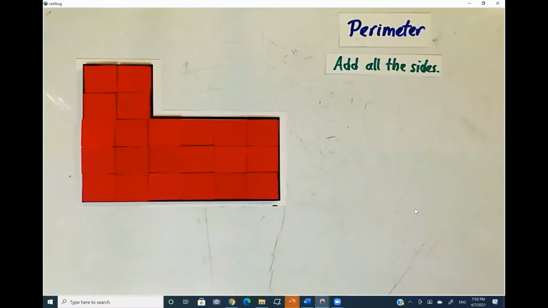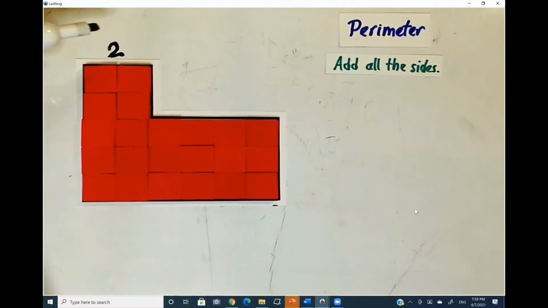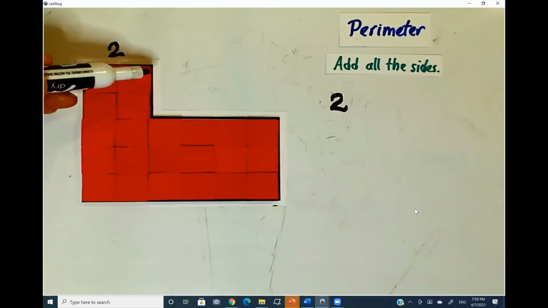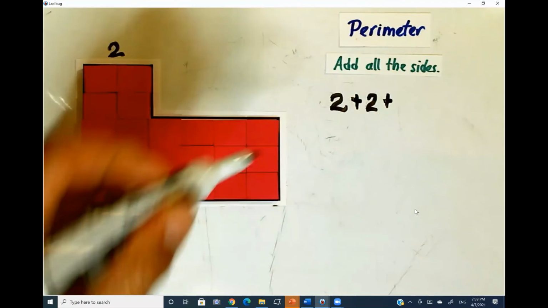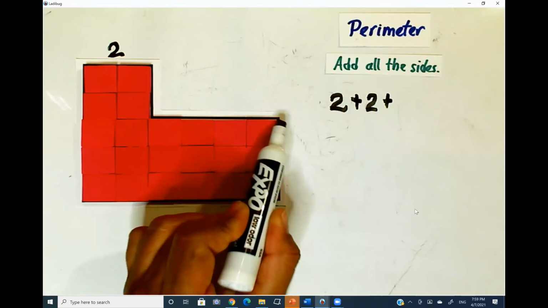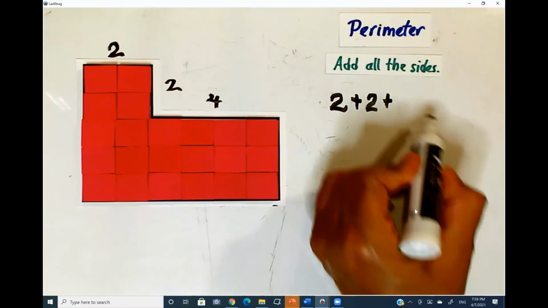Now, let's start by finding the length of each side. Remember, I have 6 sides, which tells me I need 6 numbers to add. So the first side is this one here, and if you notice, it has 2 units. So I'm going to be adding 2. Then the next side, which is side number 2, is 2 units too, 1 and 2. So I need to add 2 more. Now, the next side is this one here. If you notice, it's 4 units, 1, 2, 3, and 4 units. So I'm going to add 4.